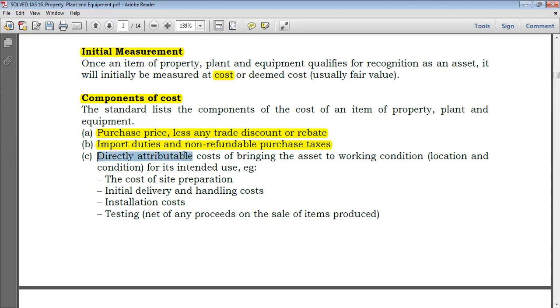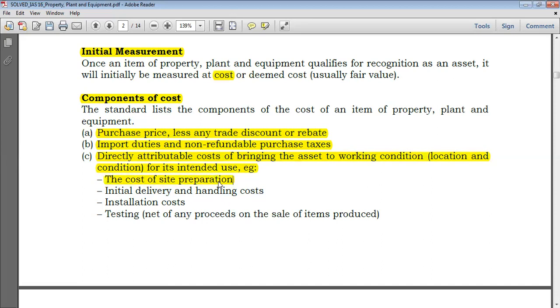Number 3, directly attributable costs of bringing the asset to the location and condition necessary for it to be capable of operating in the manner intended. This is the other point, directly attributable costs. Now, what are we speaking about? Listen, you have your PPE. You want to install a PPE, let's say. First of all, you do not have it, so you have to know the place at which you will install it. So we say the cost of site preparation.